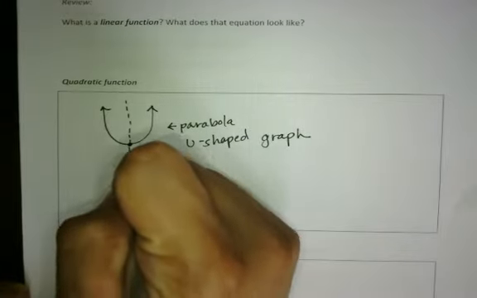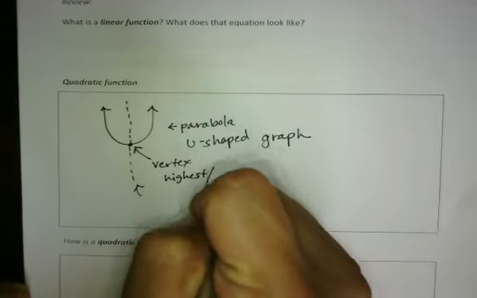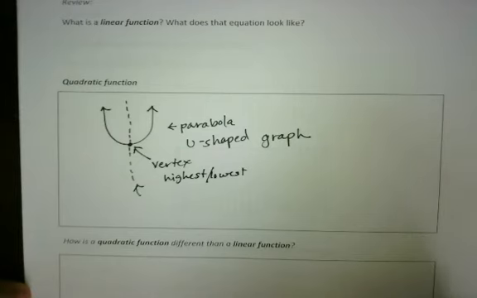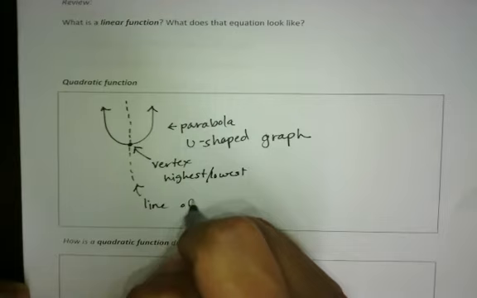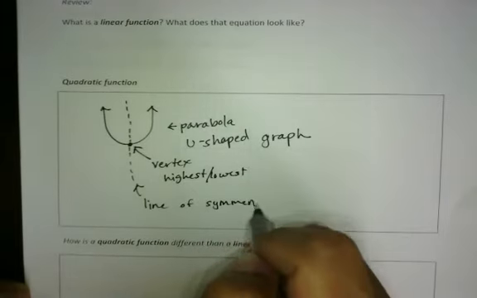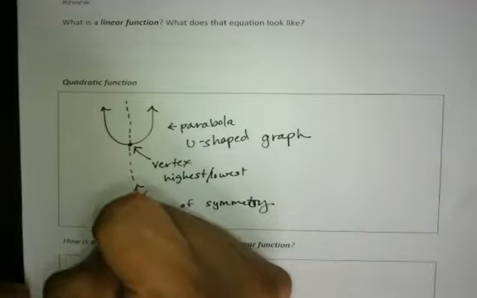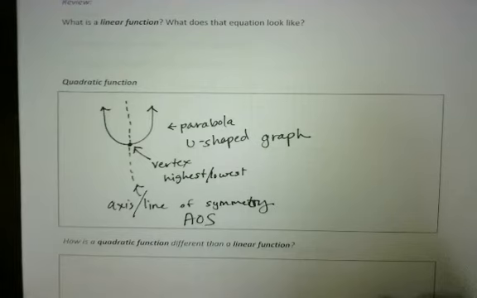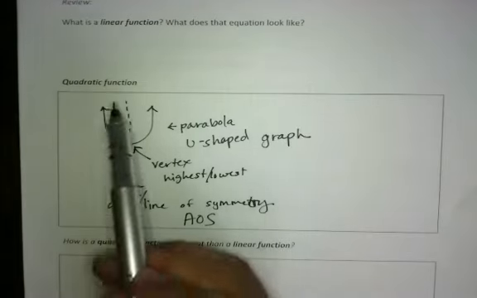There is a vertex. This point here is what we call the vertex, which is the highest or lowest point of the graph. It splits it in half. Very good, Chris. This is called the line of symmetry, which is another word for axis of symmetry. And this is what we call the AOS. And like Jocelyn said, it makes it the same on each side. So it's kind of like a reflection of the left side and the right side.